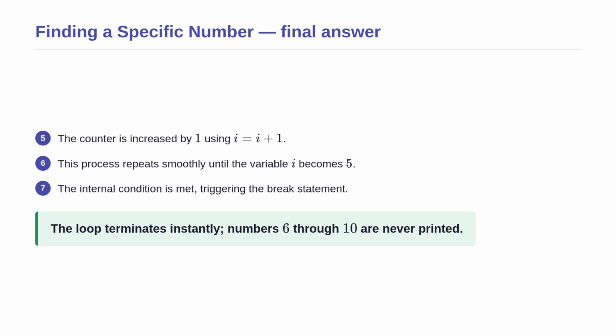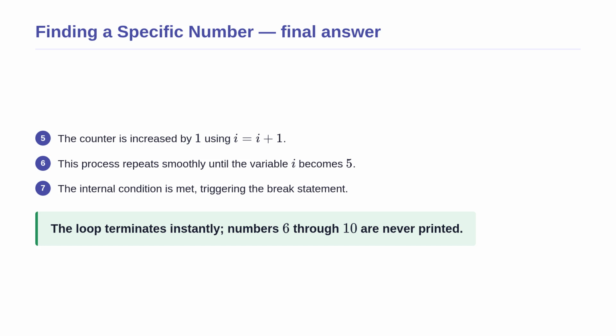Continuing with our example, we must advance our counter. We do this by setting I equals I plus 1. Why is this step necessary? Because without it, we would be stuck at 1 forever. The loop repeats smoothly, printing 2, 3, and 4. But when the variable I finally becomes 5, our internal condition is met. The break statement is immediately executed by the computer. The loop terminates instantly. Physically, this means the program execution jumps completely out of the loop structure. As a result, the numbers 6 through 10 are never printed, and the program simply moves on to whatever instructions come next.